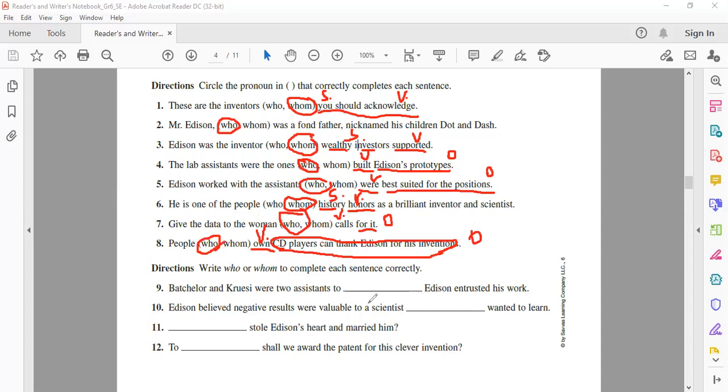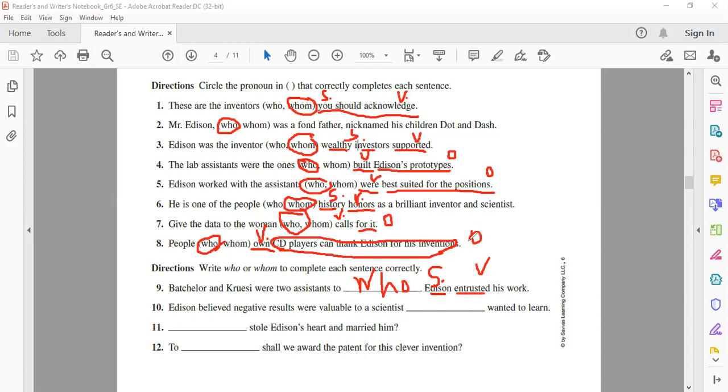Write who or whom to complete each sentence correctly. Batchelor and Crusoe were two assistants to whom Edison entrusted his work. Now, who or whom? Think about it and tell me. Edison entrusted his work. So this is the verb. Who entrusts? Edison. He's the one who entrusts. So this is the subject. And we said always the subject comes before the verb.